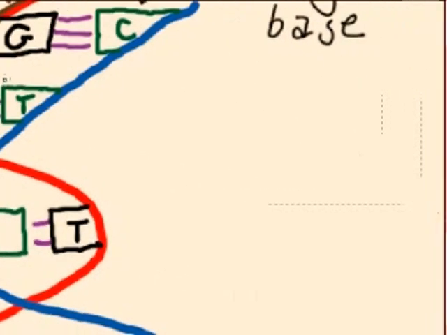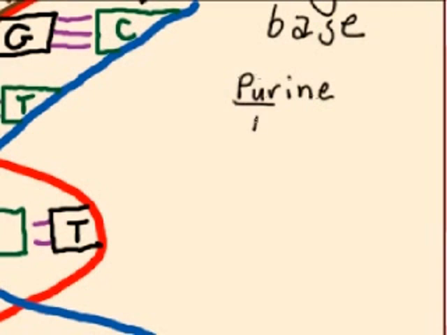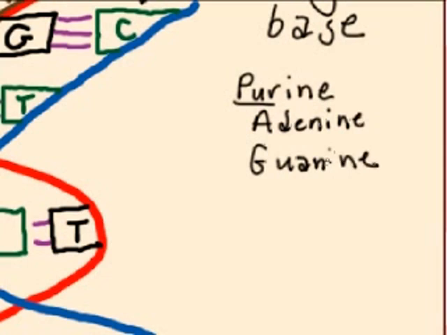There are the big ones like G and A. They are called purines, and these are purines. You can remember pure as gold. A-G. Adenine and guanine. These are our purines, and those are the big ones.